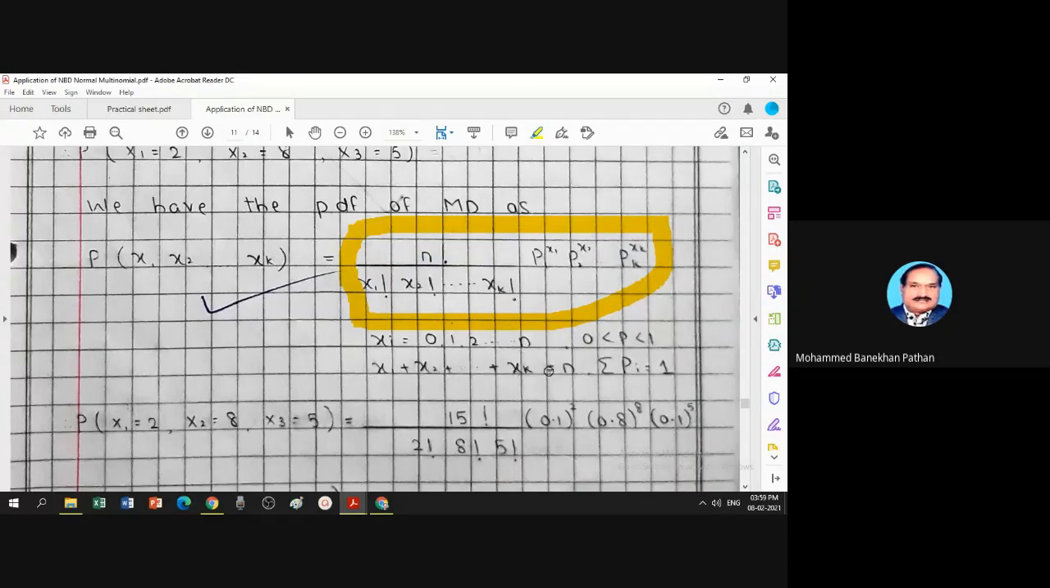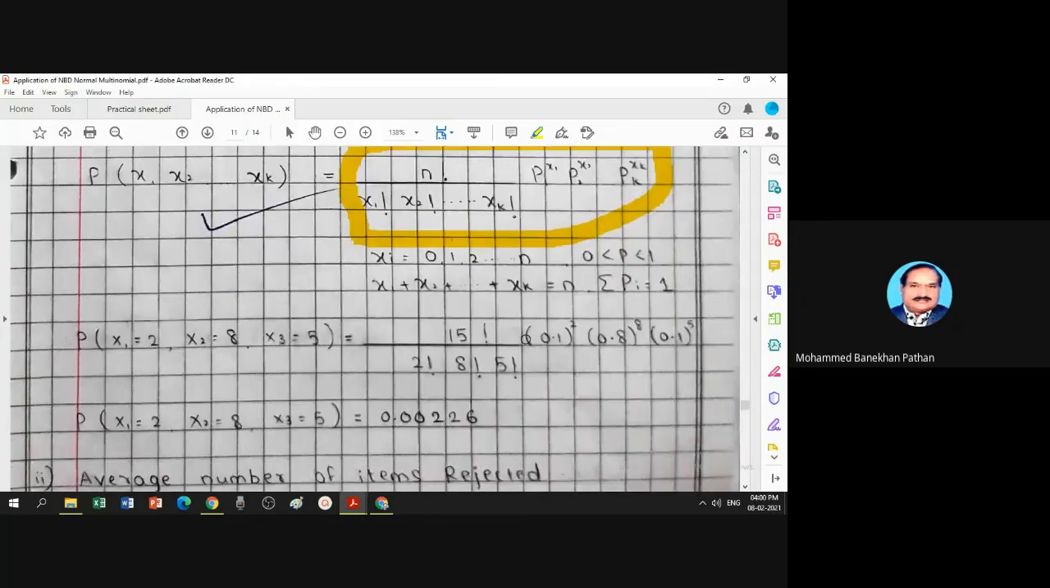Sum of the k variables equals the sample size. Total of probabilities should be 1. These are the conditions which are imposed on the variables and probabilities. Now the question becomes very simple. Probability of x1 is 2, x2 is 8, x3 is 5. 2 plus 8 plus 5 is 15. The condition number 2 is satisfied.